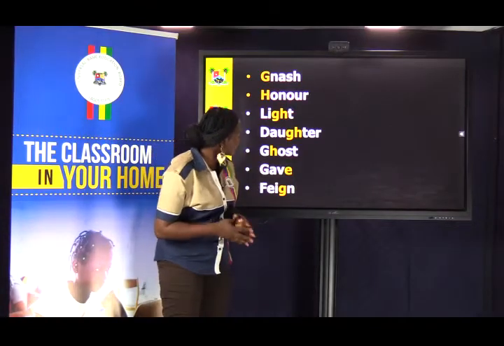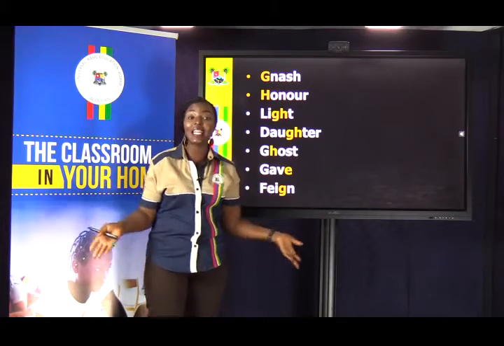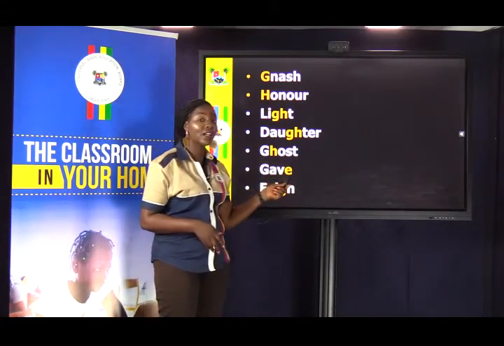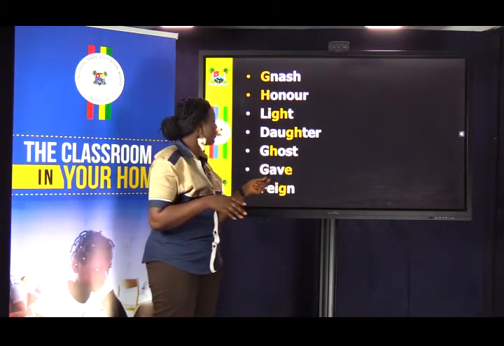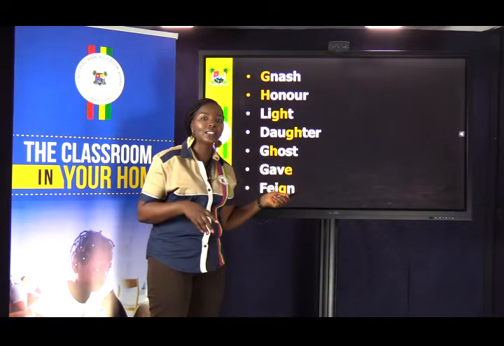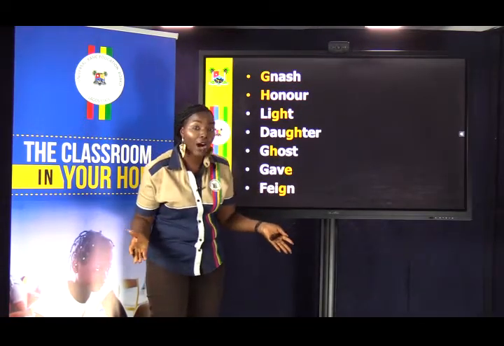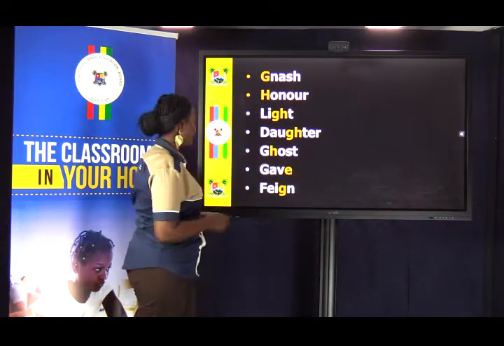Now for the next example, we have GAVE. Now you recall that when we have letter E at the end of a word, it allows the vowel close to it to say its name. So instead of saying "gav," how do you pronounce that? We pronounce it as gave.